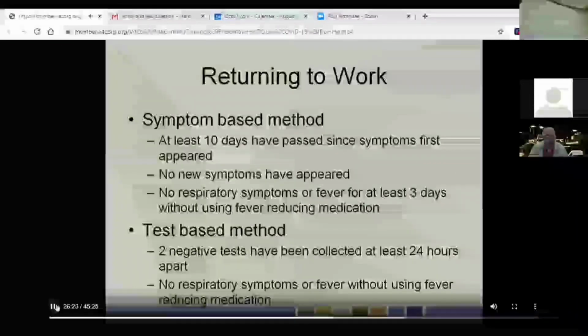And the difference here is they've removed that timing requirement. There's no constraint of for at least 3 days like we saw in the previous symptom-based method. But again, that's going to be part of the test-based method. You've got to be feeling no respiratory symptoms or fever while you're not taking any cold or flu medication. You also have to have those 2 negative tests taken at least 24 hours apart before you can return back to your workplace.